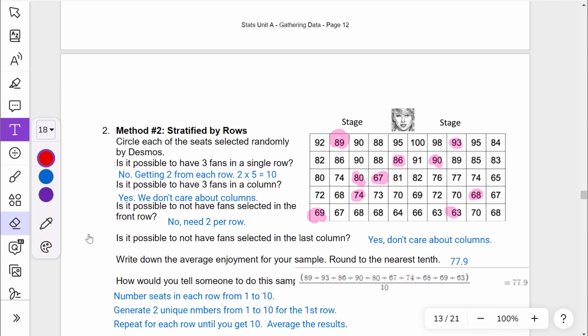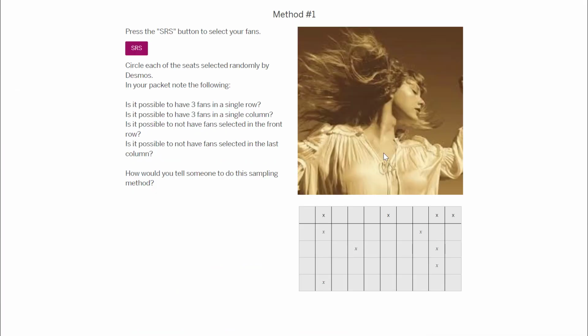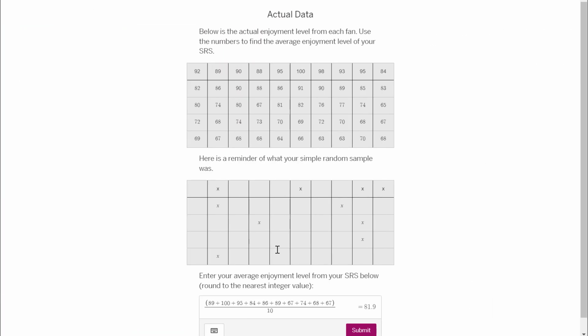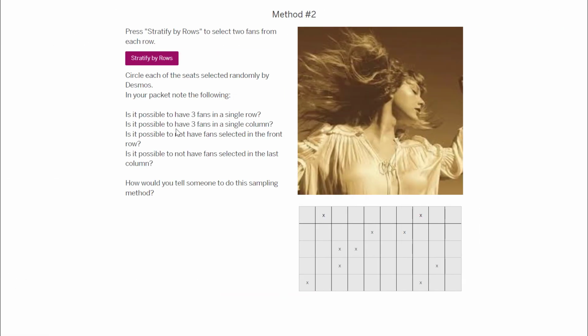Then we went to stratified by row. So we go to the Desmos next, right? And here is where you calculated, and you can see there's my calculation. And then I said, okay, stratify by rows. So what does that mean?